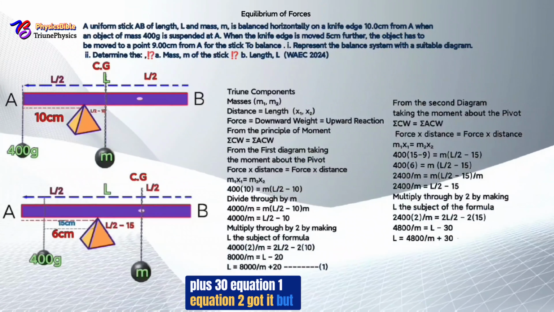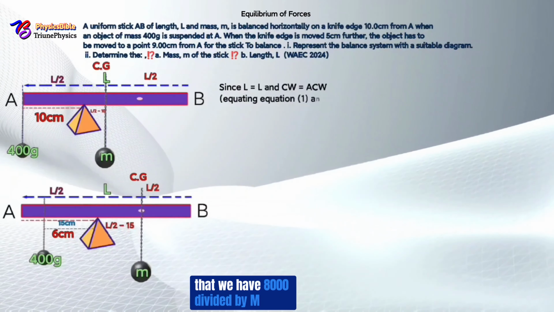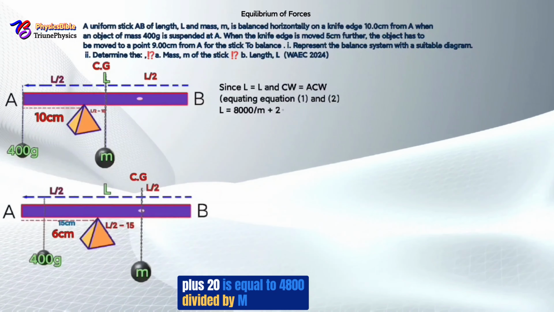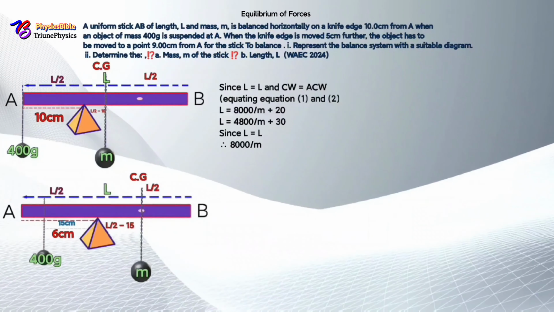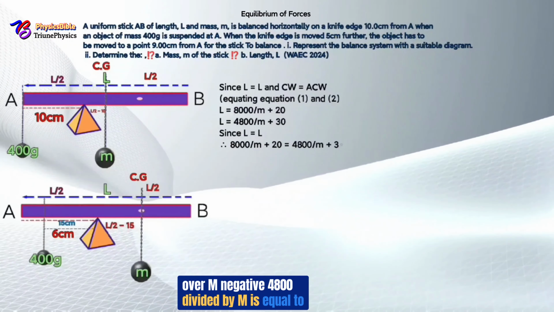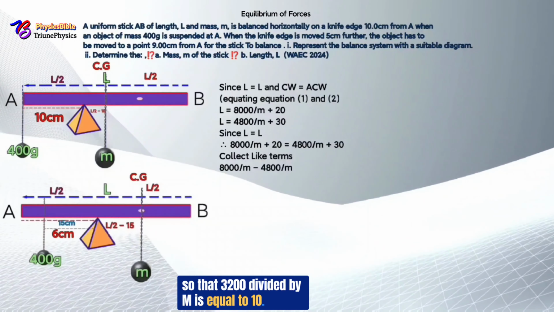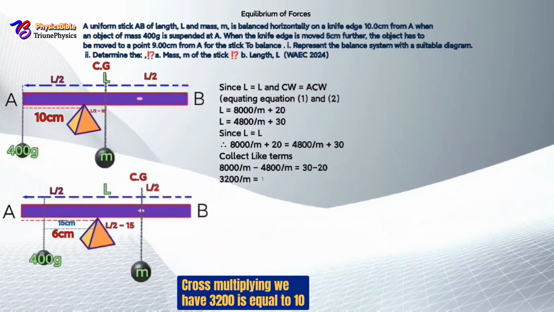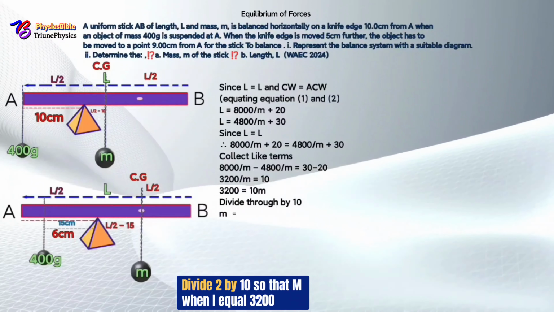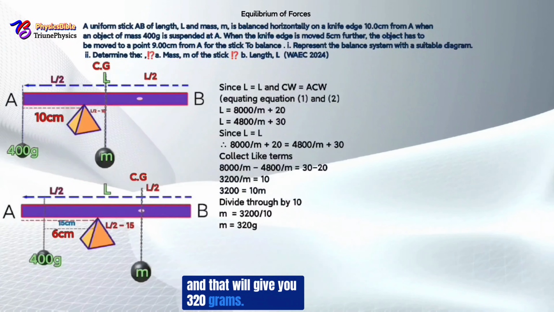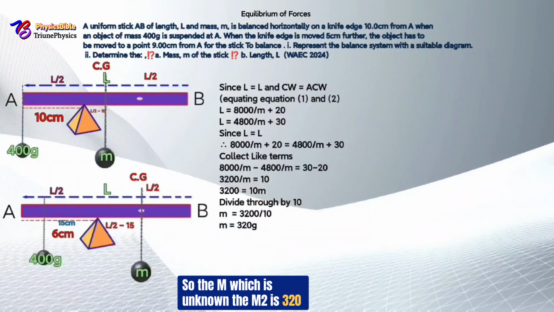Equation 1, equation 2 gotten. But recall that L is equal to L. We can equate the two L to each other, so that we have 8,000 divided by m plus 20 is equal to 4,800 divided by m plus 30. Collecting like terms, 8,000 over m minus 4,800 divided by m is equal to 30 minus 20. So that 3,200 divided by m is equal to 10. Cross multiplying, we have 3,200 is equal to 10m. Divide through by 10, so that m will now equal 3,200 divided by 10, and that will give you 320 grams. So the m, which is unknown, the m2, is 320 grams.